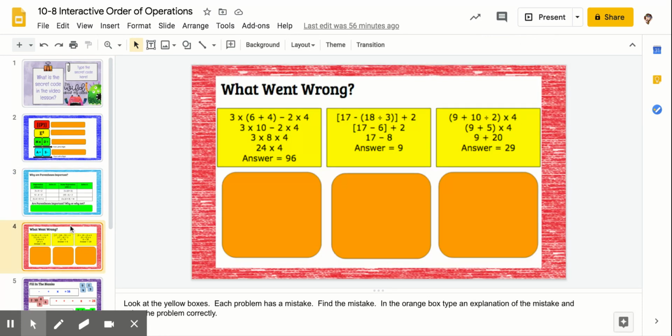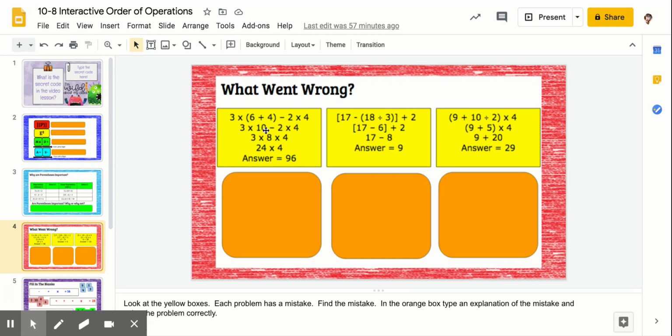On our fourth slide, what went wrong? So they show the steps and the answers that they've gotten to 3 different problems. You are going to tell me what step did they do incorrectly. So I'm going to do this one together for us real quick. So 3 times parentheses 6 plus 4 close parentheses minus 2 times 4. So looking at my second step, they solved the 6 plus 4. So they did parentheses first, which is great, and they got 10.